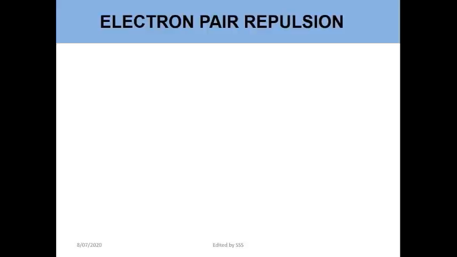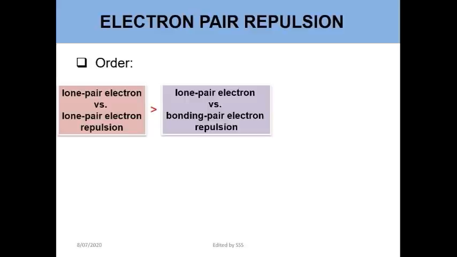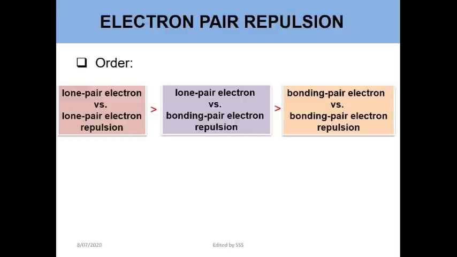Electron pair repulsion. The force of repulsion of lone pair electron versus lone pair electron is stronger than lone pair electron versus bonding pair electron, and bonding pair electron versus bonding pair electron is the weakest. So the more lone pair electrons exist, the greater the repulsion than the others.